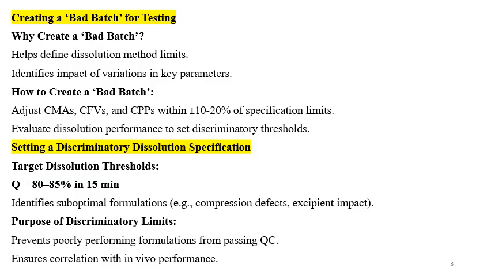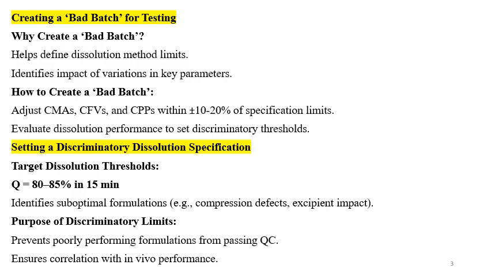So we need to create a batch which may not be bioequivalent to the reference formulation, that is bioequivalence batch. It needs a creation of mismanufactured batch or bad batch, which helps to refine the dissolution method limits and identifies impact of variations in the key parameters. So how to create the bad batch?